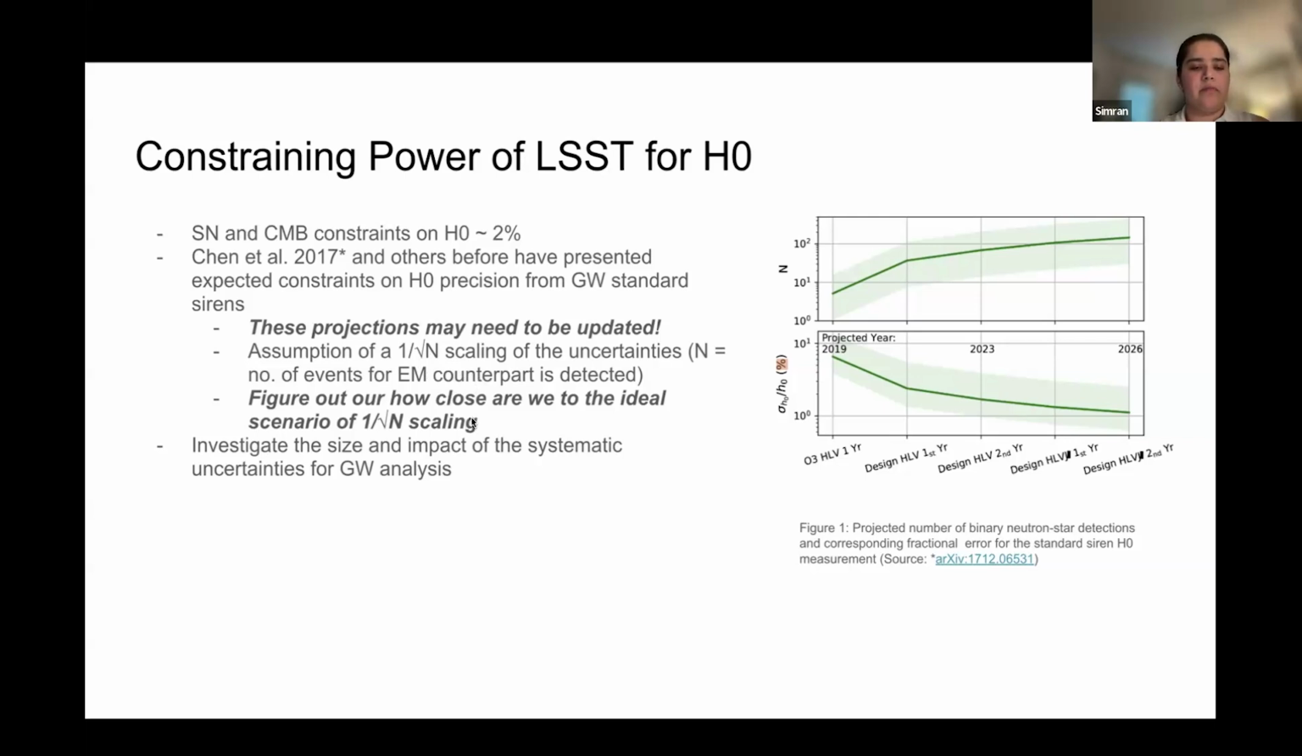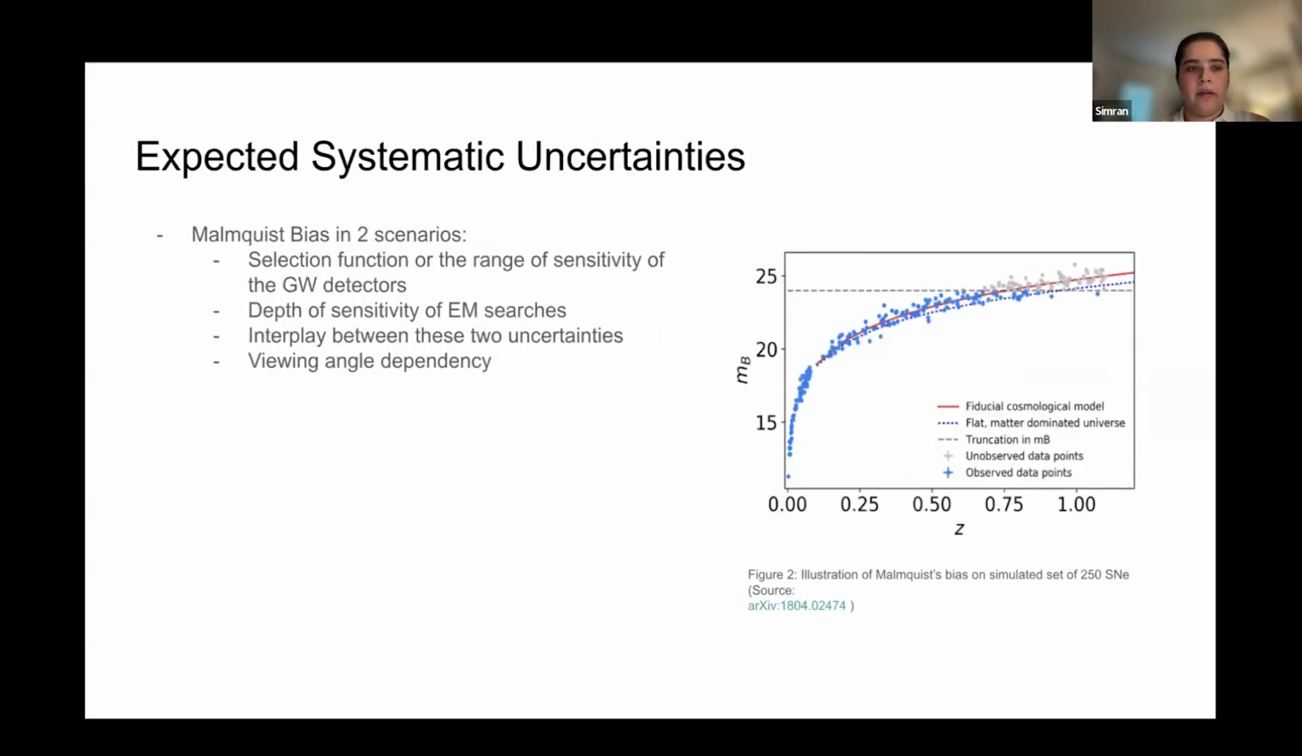We might need to update this scaling and figure out if this is close to how things are right now with our camera and the detectors, and also investigate the size and impact of the systematic uncertainties that can affect our analysis.